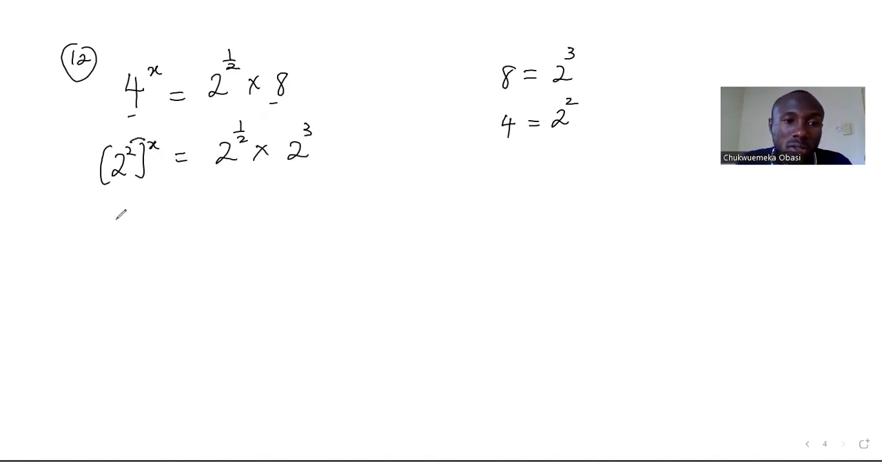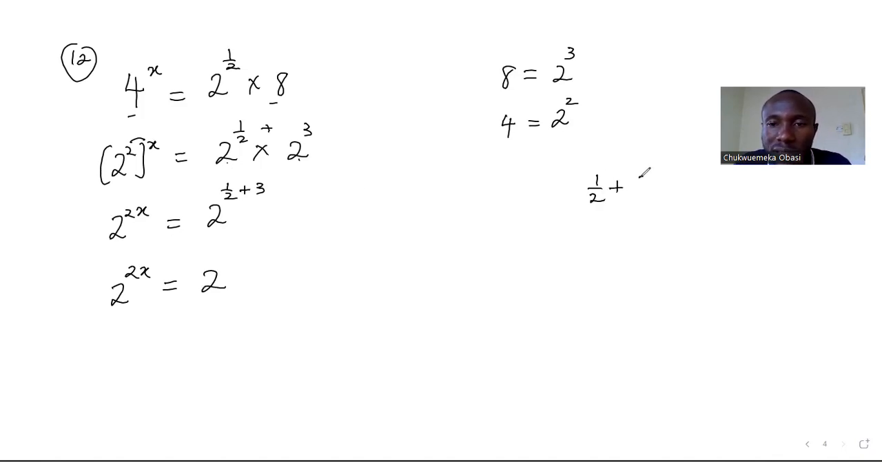So now you multiply. So you have 2 to the 2x is equal to 2 to the... Now you see they have the same base and they are multiplying. Take one of the base and add their power. So you have 1 over 2 plus 3, right? That's easy, right? So the next thing you do, you add up this exponent. So you have 2 to the 2x is equal to 2 to the... Now, if you add 1 over 2 plus 3, because I want them to have the same denominator, I can put 2 over 2 here. So that should give me 1 over 2 plus 6 over 2, which is 7 over 2.